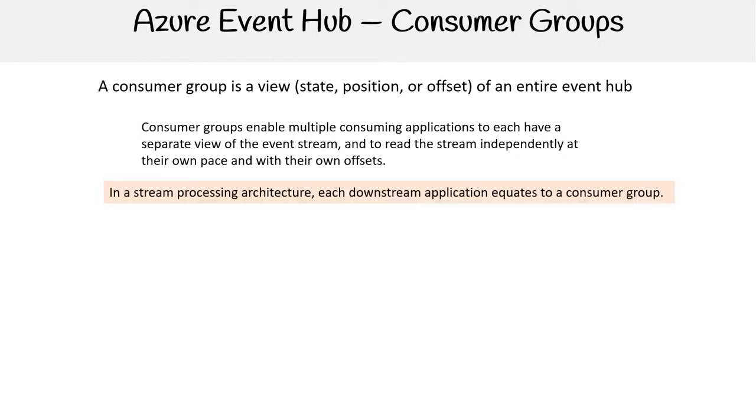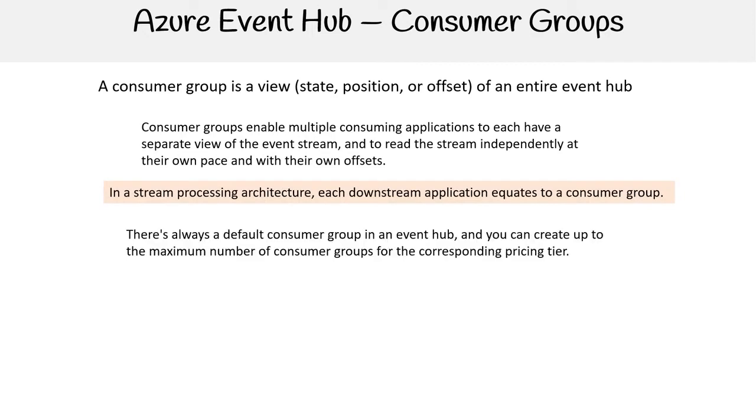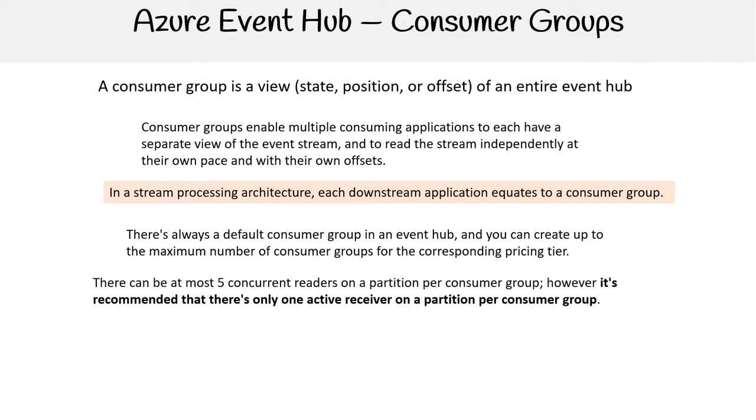So in a stream processing architecture, each downstream application equates to a consumer group. There's always a default consumer group in Event Hub, and you can create up to the maximum number of consumer groups for the corresponding pricing tier. There can be at most 5 concurrent readers on a partition per consumer group. However, it's recommended there's only 1 active receiver on a partition per consumer group.